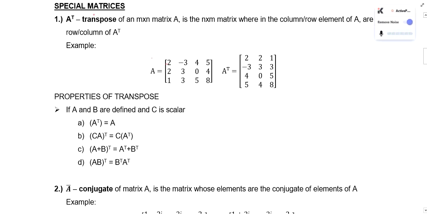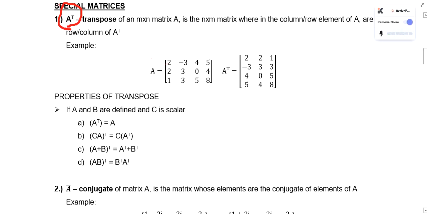So meron tayo dito ng kinds of special matrices. Yung unang kind ng special matrices is yung tinatawag natin transpose of a matrix. Yung A raised to T ang magiging symbol natin for transpose of a matrix. Kung sinabi natin transpose of a matrix, it is a matrix wherein the column or row of element of A are the row or column of the matrix A.